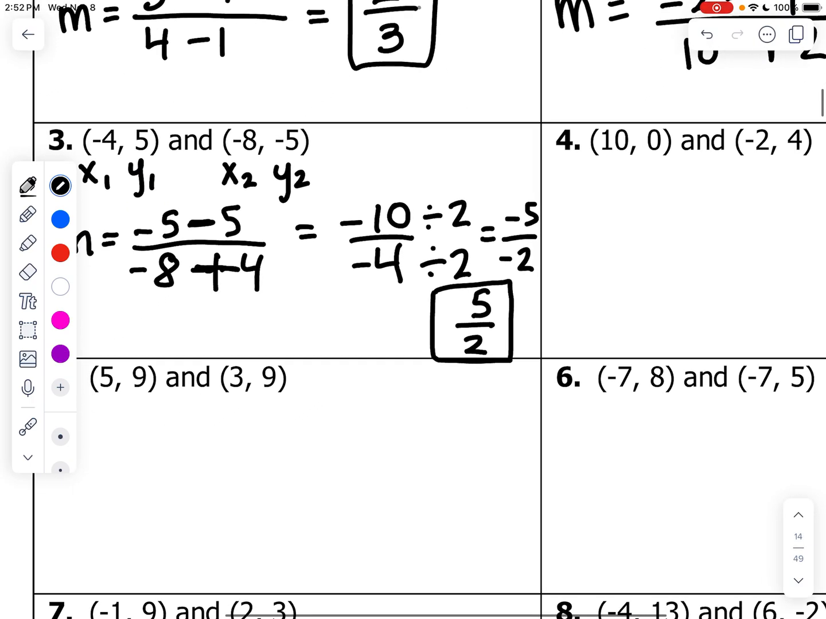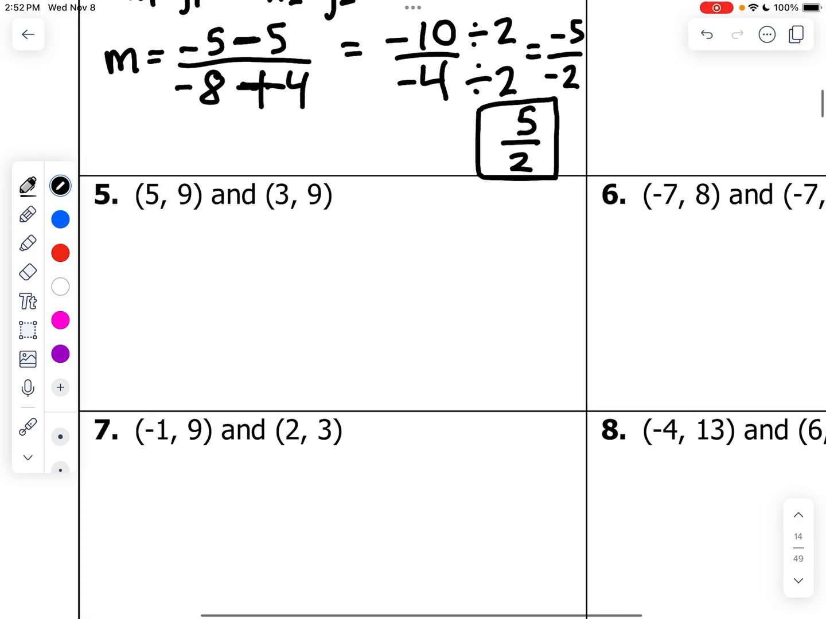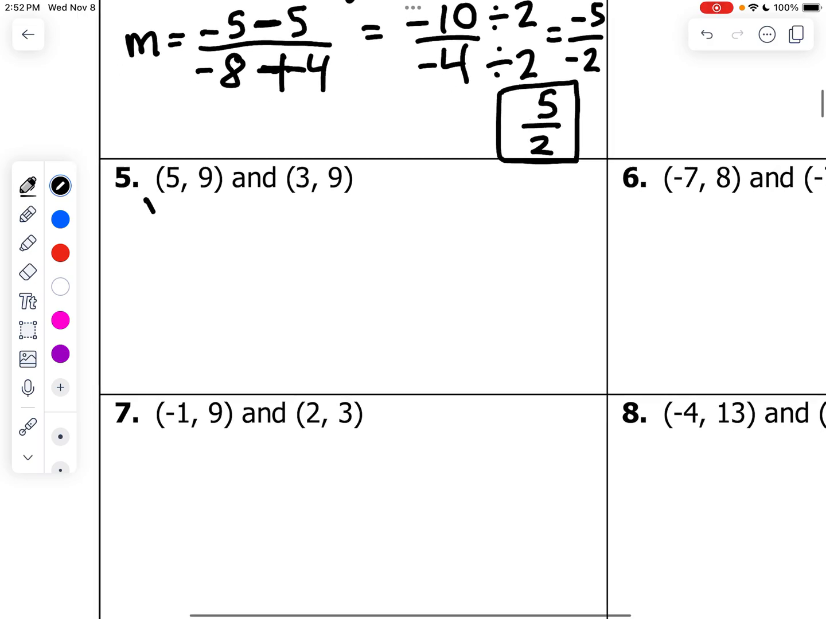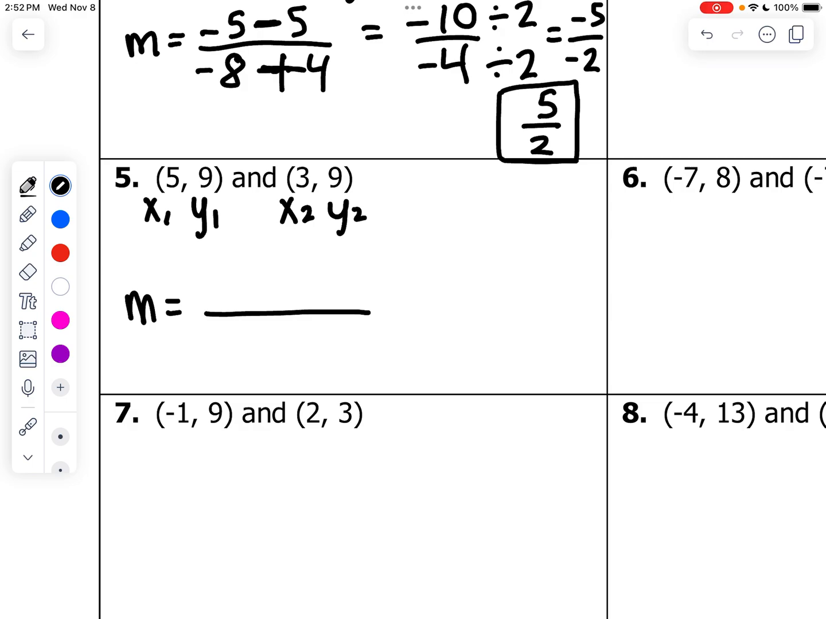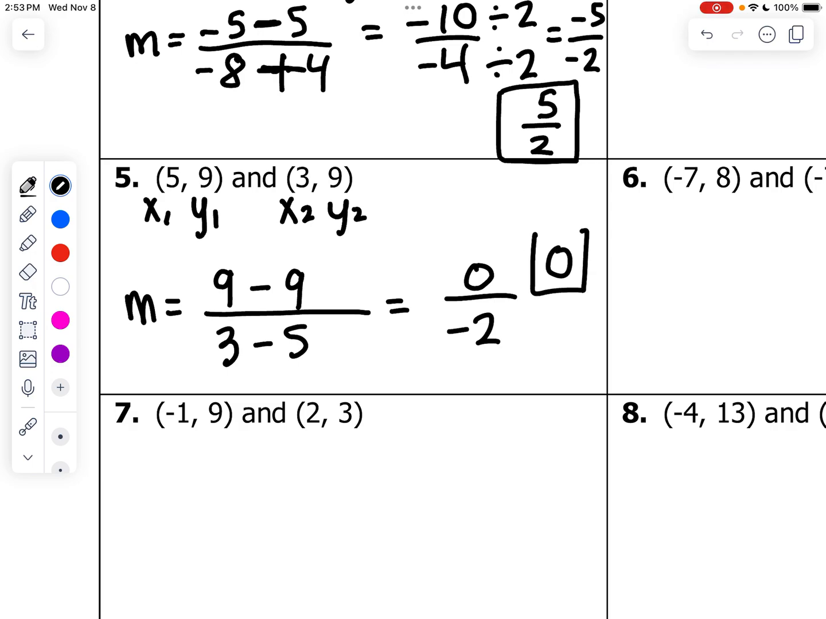Okay, I'm going to skip 4. I want to do 5 and 6, and then move on to the very last part. Let's try 5 and 6. Okay, so here this is x1, y1, x2, y2. So y2 minus y1 would be 9 minus 9 over x2 minus x1 would be 3 minus 5. So 9 minus 9 is 0, 3 minus 5 is negative 2. 0 divided by negative 2 is 0. So your slope here is 0.